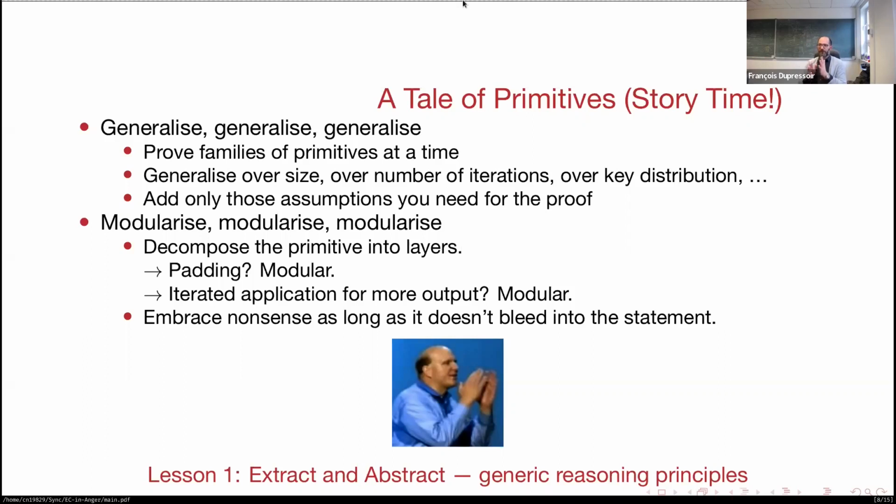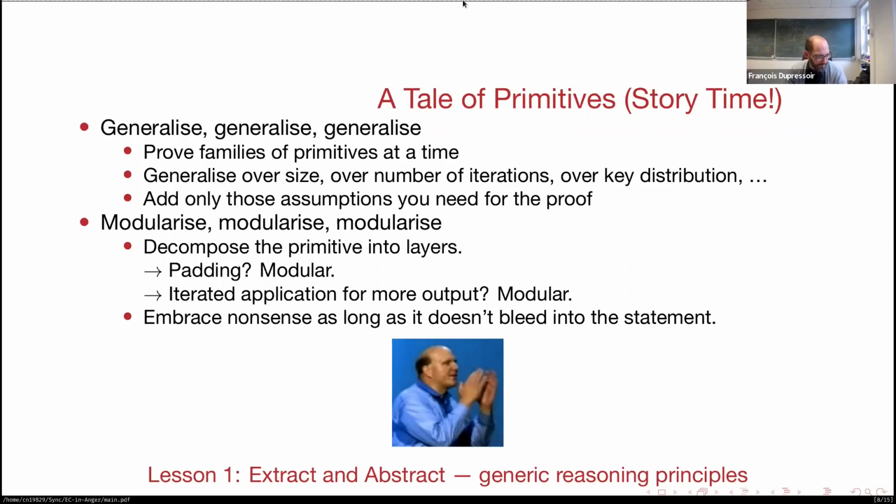So that was quite good. And so the lesson here is extract generality, and abstract, modularize. So extract generality and generic reasoning principles, abstract away the things you don't need. And I think also abstract away your idea of what makes sense as a security notion and as a valid proof step, essentially. As long as it's useful to make progress in the proof, it's a valid proof step. You don't need it to make sense as a standalone notion.